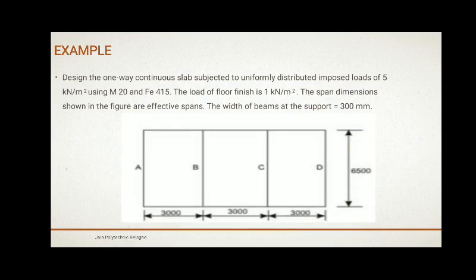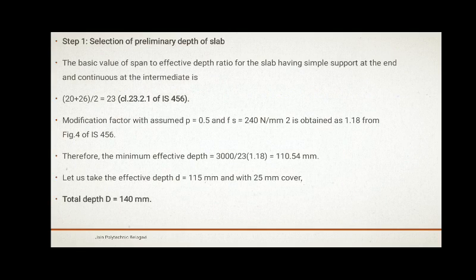Here you can see the figure, the span dimensions of the continuous slab. Selection of preliminary depth of slab. First we have to select a preliminary depth of the slab. In the previous case, we used to get one L by D ratio value, but here, since the slab has simple support at the end and is continuous at the intermediate, we take 20 plus 26 by 2, we get 23 as per IS 456.